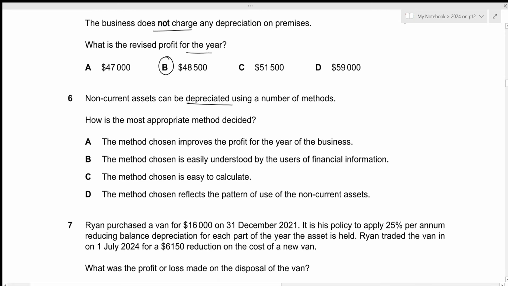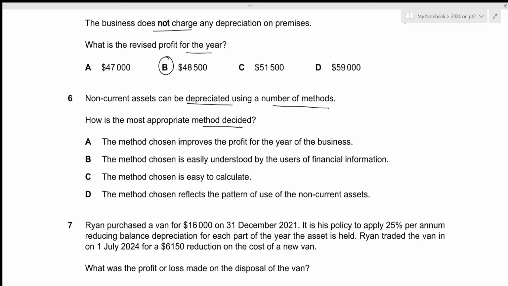Non-current assets can be depreciated using a number of methods. How is the most appropriate method decided? Remember, we apply depreciation in order to comply with the matching concept. What matching concept states is that we need to match the revenue of the period to the expenditure of the period. Depreciation is just the expenditure that we use of the total non-current assets during that particular year. So in order to choose the most appropriate method for depreciation, we need one which will reflect the pattern of use of the non-current assets.